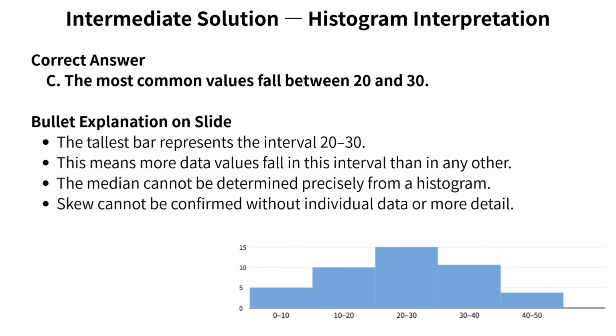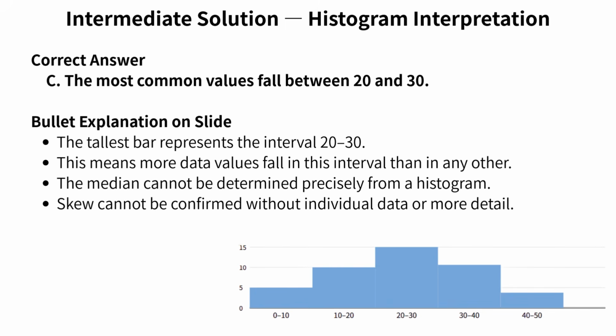Answer A cannot be guaranteed because a histogram does not show exact individual data points, so the median's location cannot be known precisely. Answer B is also uncertain. We cannot determine the exact relationship between the mean and the median from a histogram alone. Finally, answer D claims strong right skew, but the histogram here does not clearly show a long tail on one side. Therefore, the only statement that must be true based on the histogram is that the most common values fall between 20 and 30.